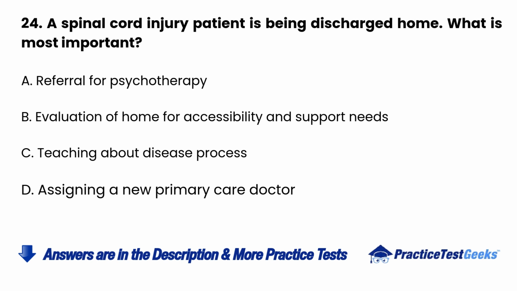24. A spinal cord injury patient is being discharged home. What is most important? A. Referral for psychotherapy. B. Evaluation of home for accessibility and support needs. C. Teaching about disease process. D. Assigning a new primary care doctor.